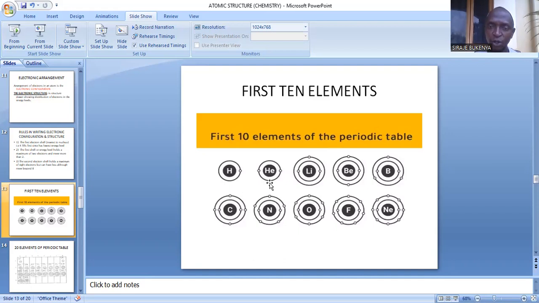This one means 1, 2, 3, 4. So that's now the atomic number. And it gives you the number of electrons that are in the shells. Gives you the atomic number.